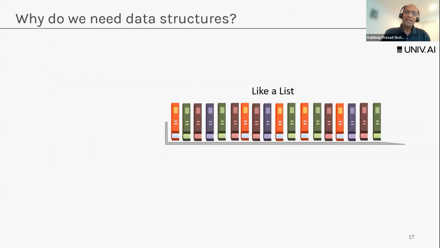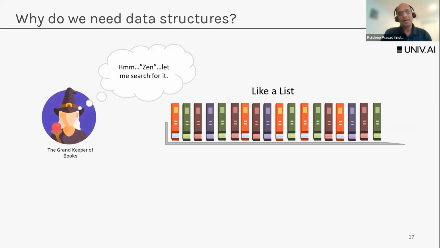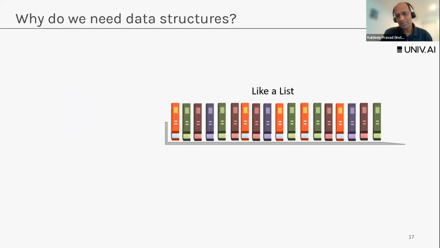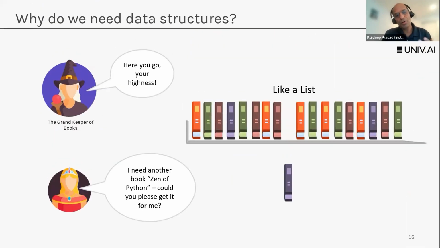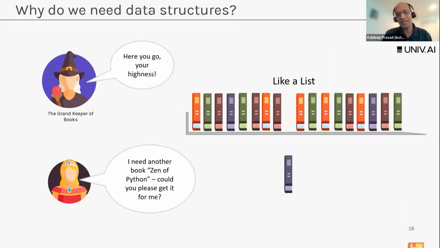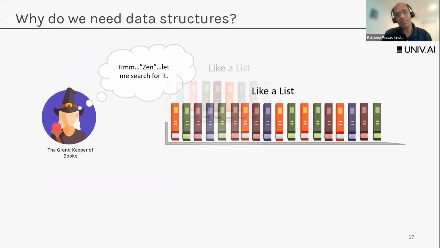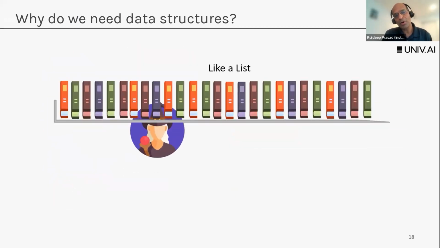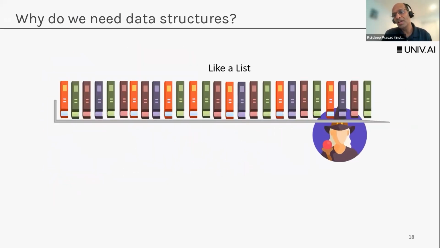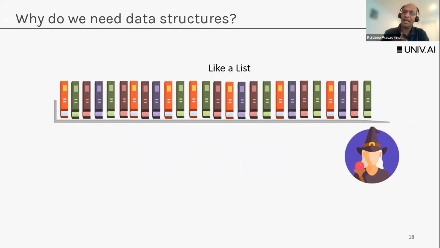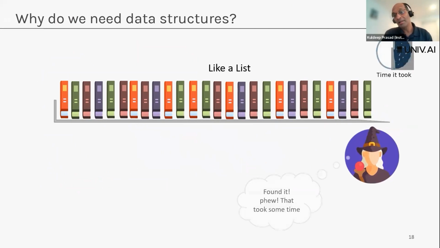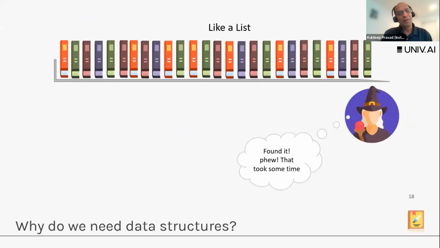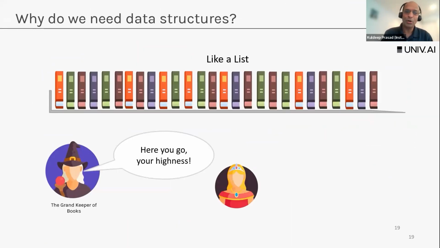But then the granddaughter says, hey, I need another book. And this book is the Zen of Python. So he says, okay, I can find that book. Just the same thing. You keep going through all of these books, and at the end of the list, you'll find the Zen of Python book. Well, that took a lot of time, but yes, here you go, Highness, this is your book.